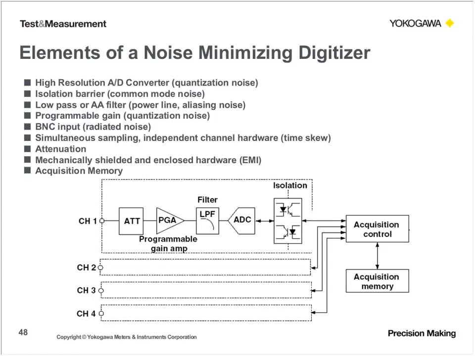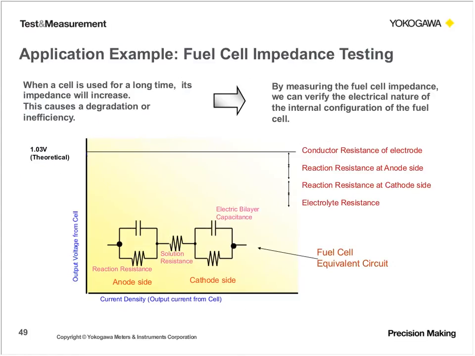For power line and aliasing noise, it's best to implement a hardware filter. These are low-pass filters or anti-aliasing filters that can be installed directly onto the signal source itself. And you know, you can read through each one of those, but basically you want to take care of all these things when you're dealing with that.